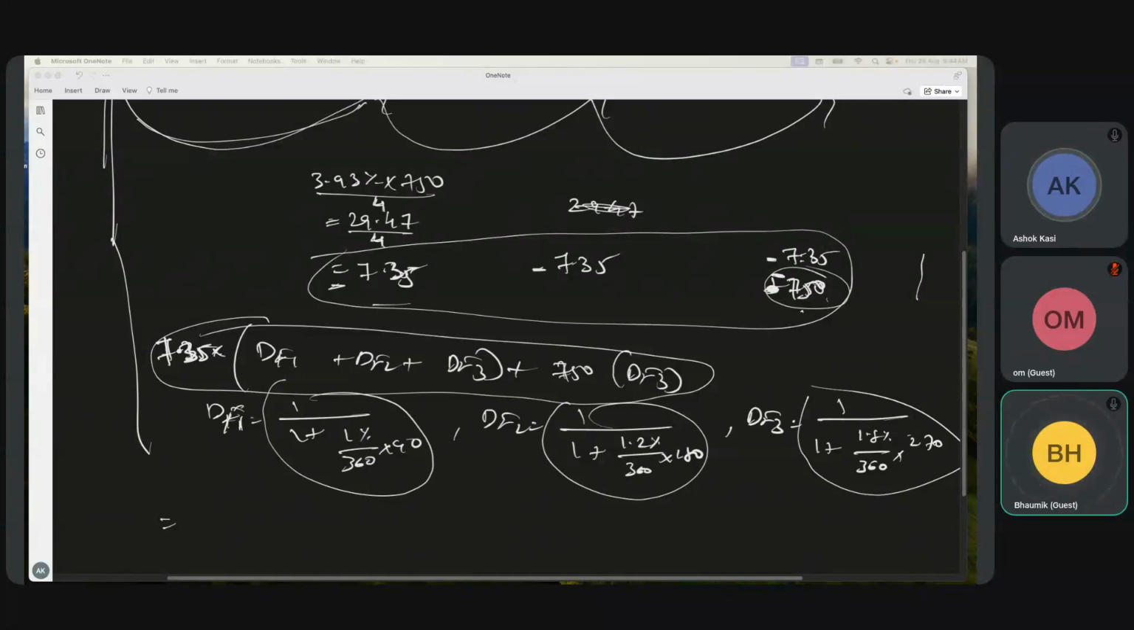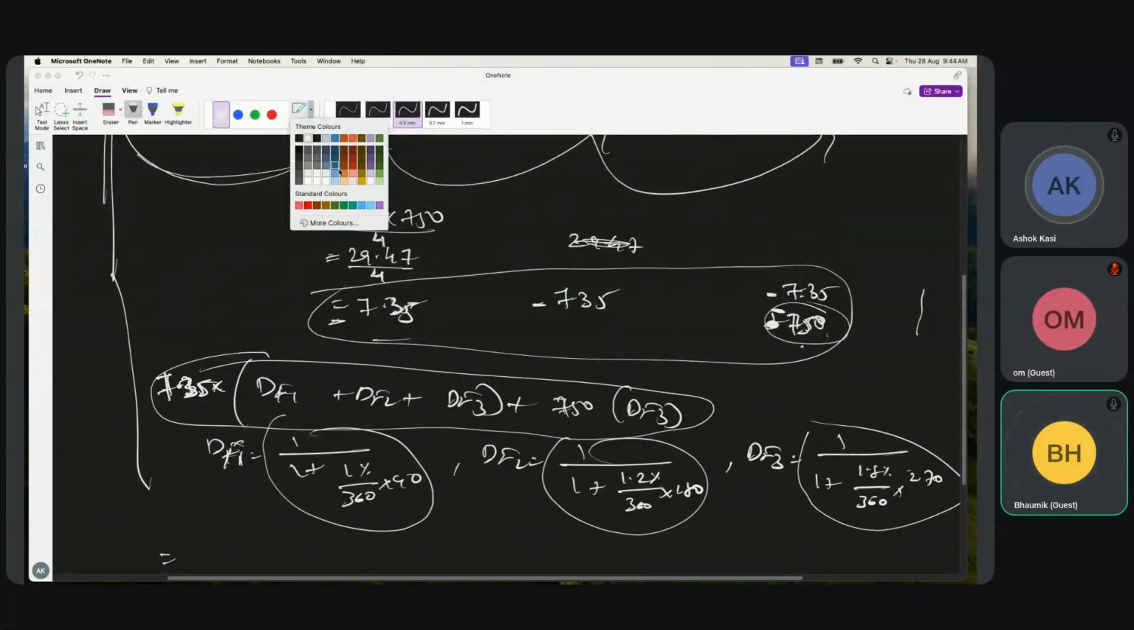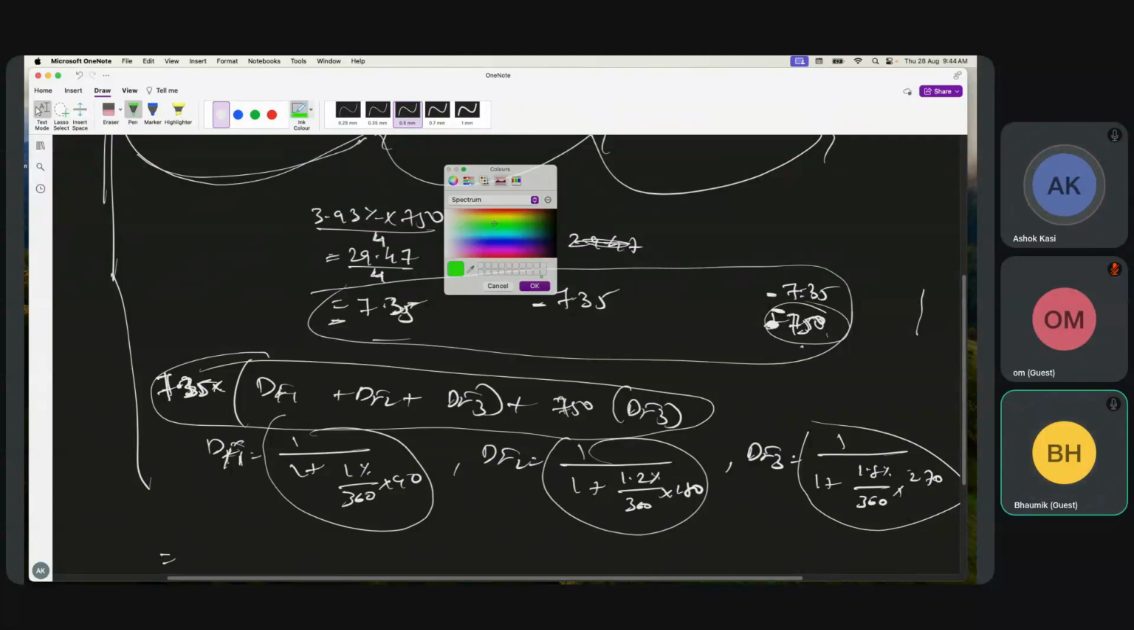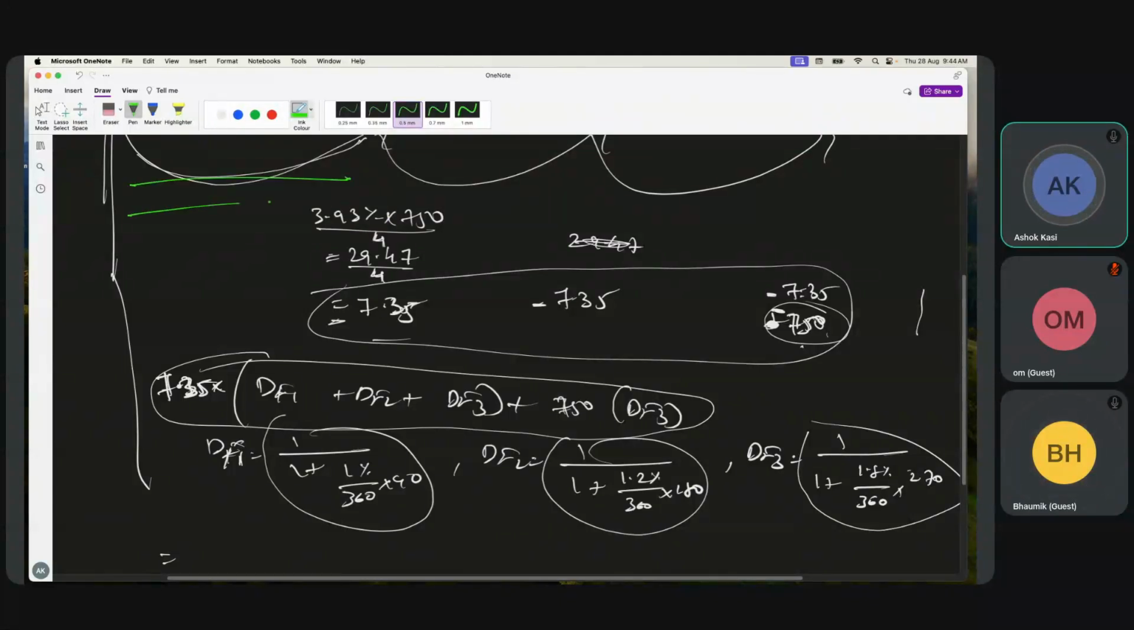Sir, why are we taking only three? Why are we taking Z1, Z2, and Z3 and not Z4? Yeah, because it is after 90 days. So we have only these 1, 2, and 3. This is 90 days, this is 180 days, and this is 270 days.